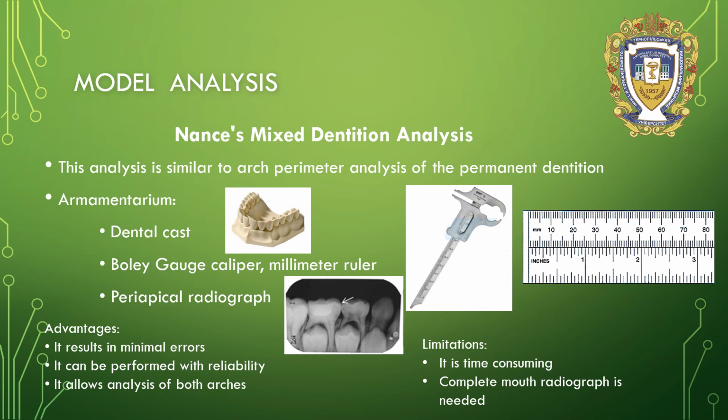Next analysis, Nance mixed dentition analysis. This analysis is similar to arc perimeter analysis of the permanent dentition. What armamentarium we need to have to perform this analysis? Of course, dental casts, Boley gauge caliper and millimeter ruler, periapical radiograph.